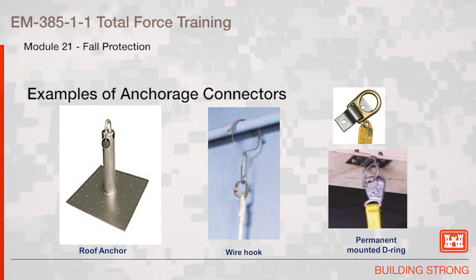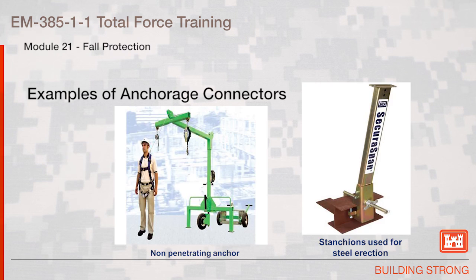Continuing along, roof anchors designed to be nailed or attached to a roof, a wire hook type that can be used to attach to larger pipes, and permanent mounted D-rings that can be attached to building structural members. Non-penetrating anchors, which can be put on a roof and moved around as needed to provide fall protection for people working on a roof. Another type are specialty stanchions used for steel erection.